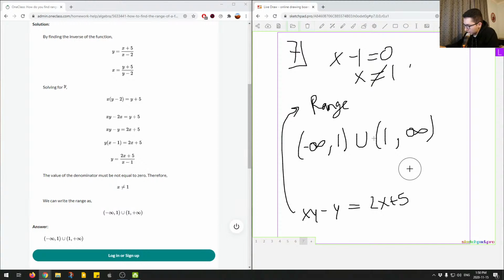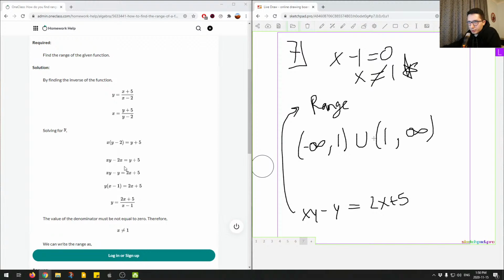So mainly based on this, when we did the simplification, we ended up with this. We know that the range is this because we know x cannot equal 1. Therefore, the function exists everywhere except at 1.